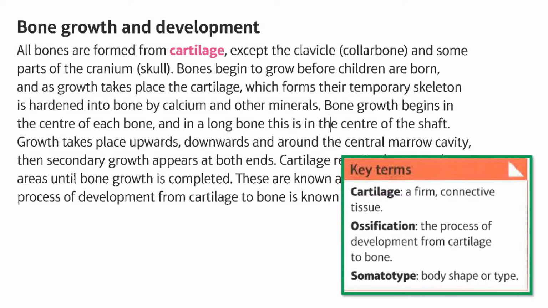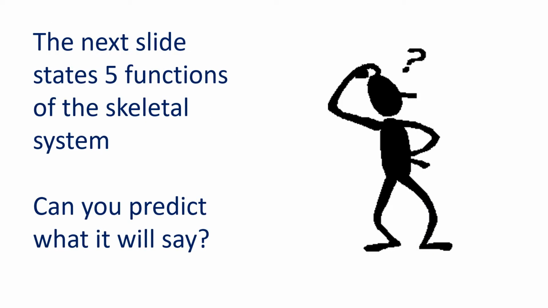A couple of key words there. If you have your pen and paper ready, you can just note those down. So now really the nuts and bolts of this lesson is to know the 5 functions of the skeletal system. Now is a chance for you to kind of predict what it is.